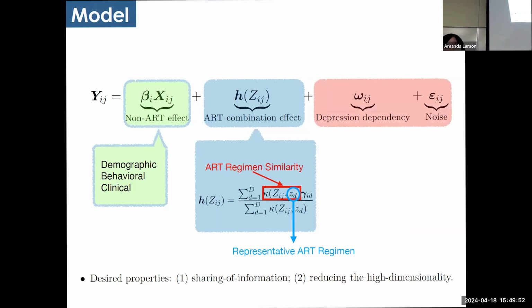And the last part is to incorporate the correlation among different health outcomes and also independent noise. Again, the green part and the pink part are just a regular model, and the key part is this blue part, how to estimate the ART regimen effects. Now you may be wondering how to define kappa, right? We find the representative regimens, and how can we define the kappa to achieve this sharing of information property?